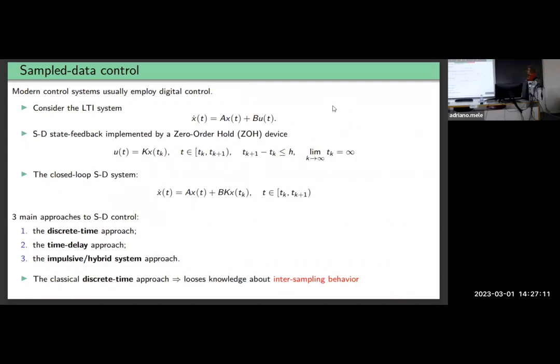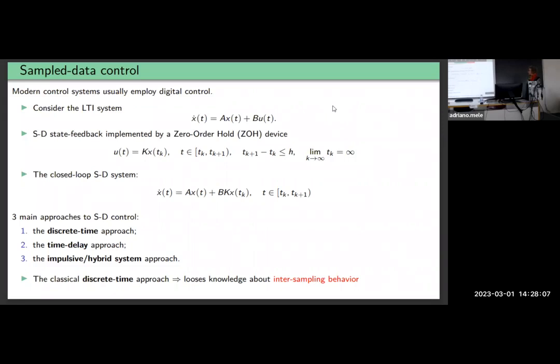And so this is a time delay approach to sampled data control. So what does it mean? We have, for instance, this linear system, and we want to use sampled data control. For simplicity, consider the state feedback. And this is implemented by a zero order hold device. What does it mean? It means that we have piecewise constant control feedback, yes? And sampled data control is very important because modern control systems employ digital control. And the question is how to analyze such a closed loop system.